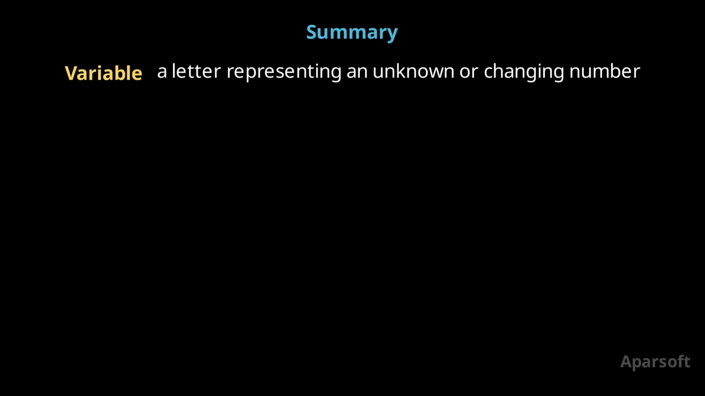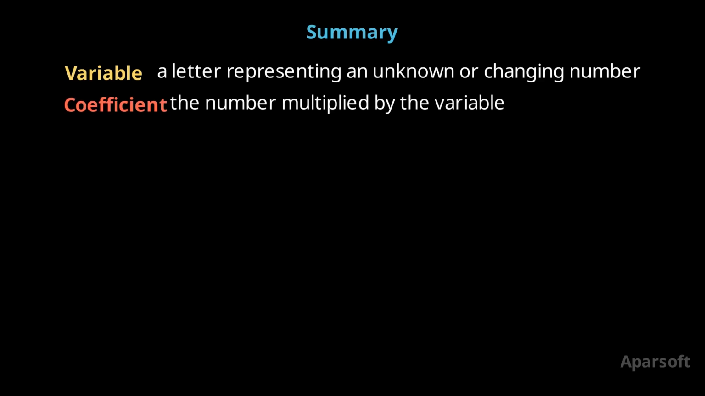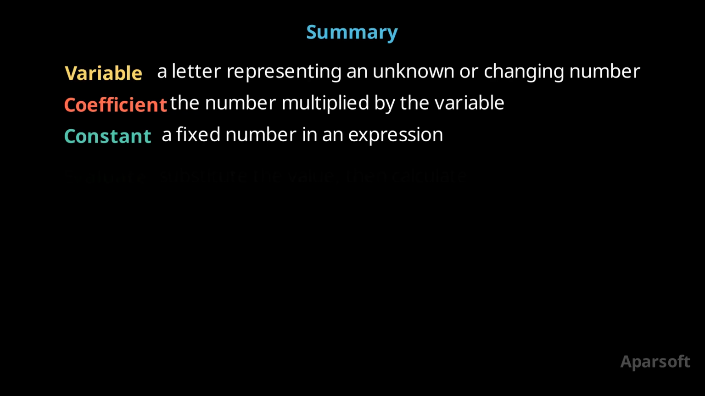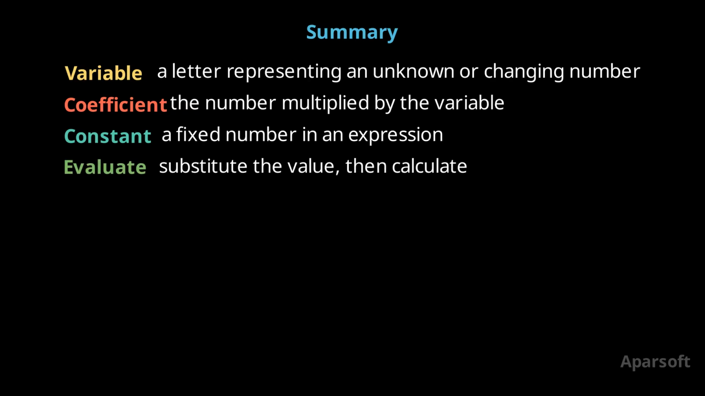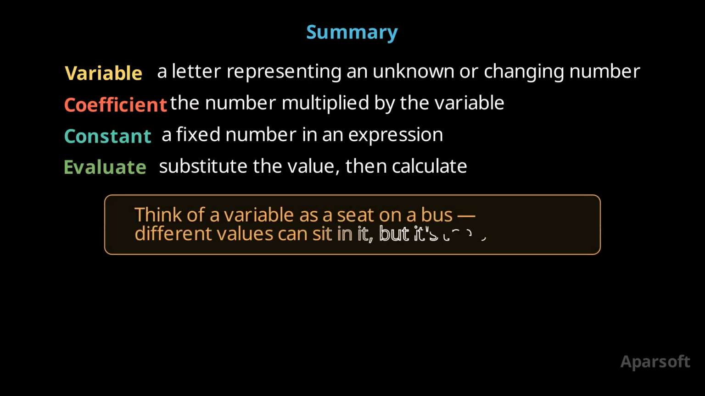A variable is a letter that represents an unknown or changing number. The coefficient is the number multiplied by the variable. The constant is the fixed number. And to evaluate, you substitute first, then calculate. Remember, think of a variable as a seat on a bus. Different values can sit in it, but it is the same seat.